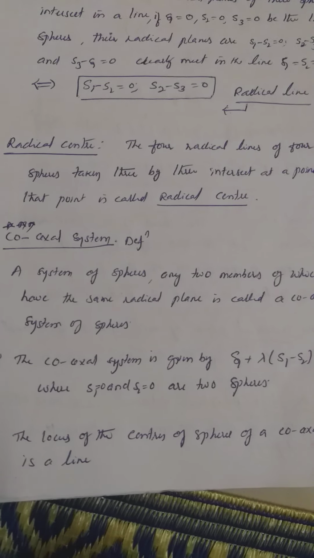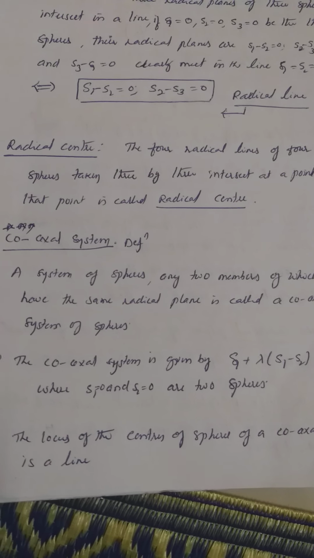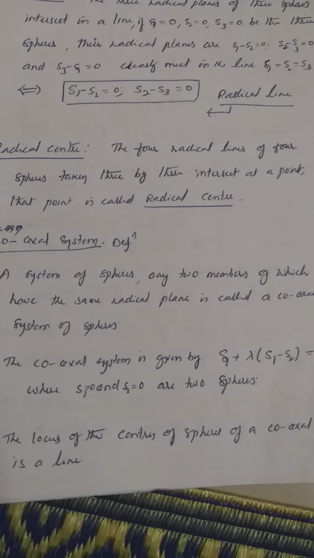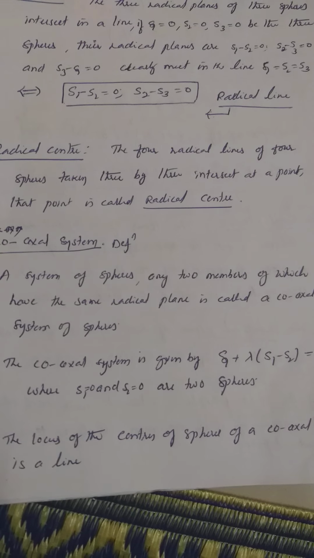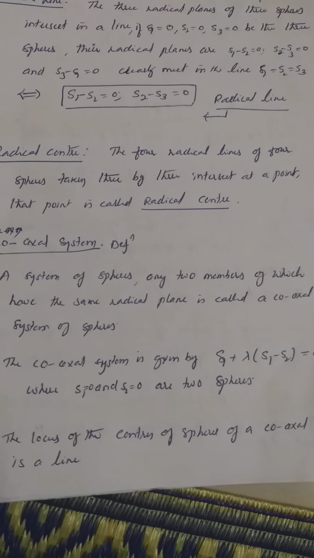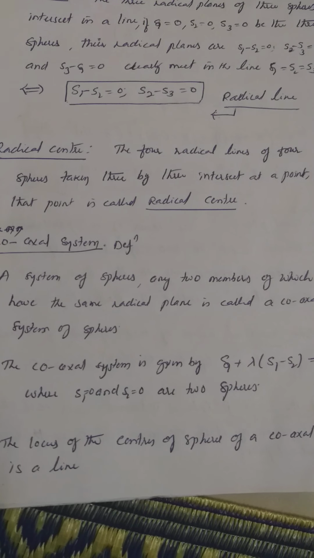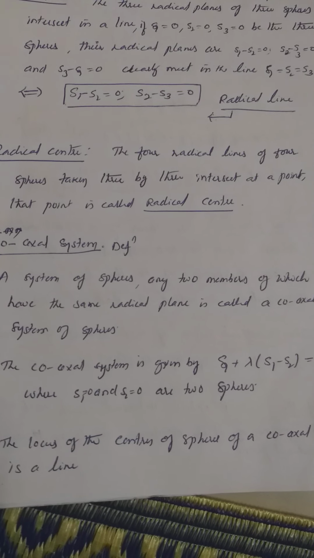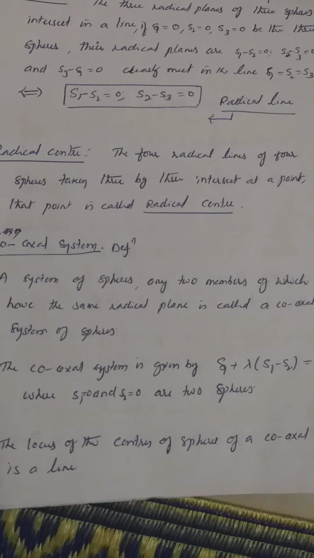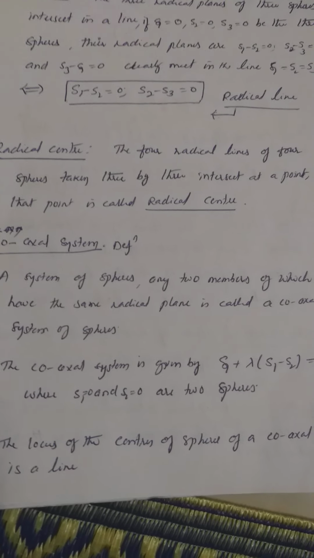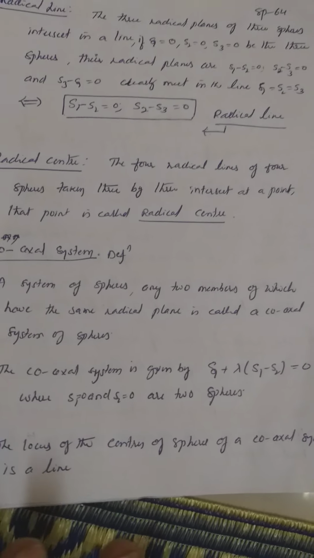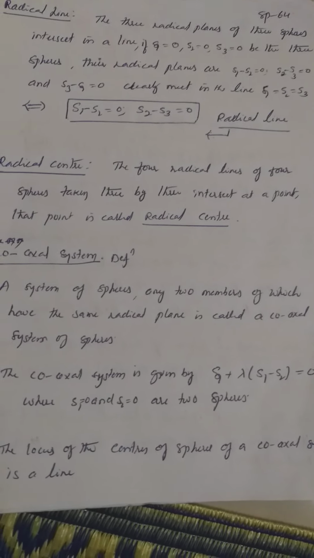Now, last one is coaxial system of spheres. Suppose one sphere equation is given to you and one plane equation is given to you. What is the coaxial system of that sphere? It means S plus lambda into plane is equal to 0. Now it is similar to the equation of a sphere passing through a circle. It's similar, but those are not the same.